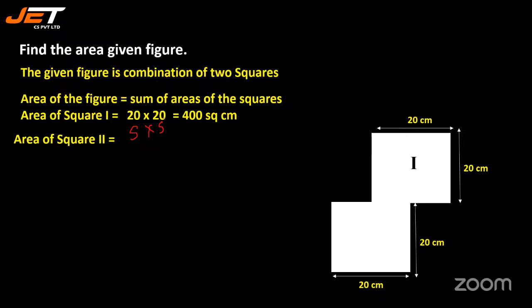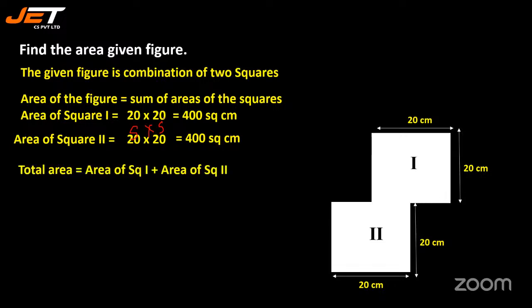Now, it's the same thing for the second square because both of the squares are the same. They have the same measure. So 20 centimeters times 20 centimeters is equal to 400 centimeters square. This is the area of the second square. Now, what is the total area? Total area is the area of the first square plus the area of the second square, right? 400 centimeters square plus 400 centimeters square is equal to 800 centimeters square.